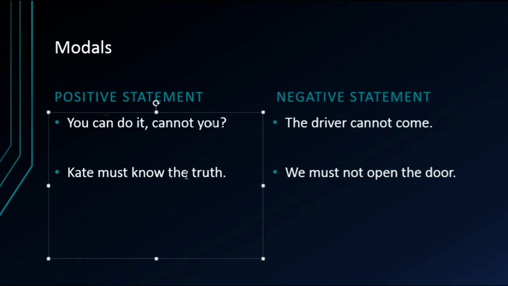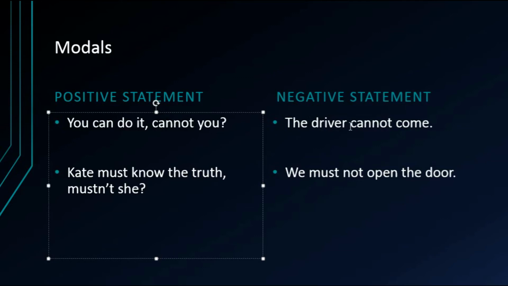Okay, great. How about this one? Kate must know the truth. So must is my modal verb, so I just use it because this is positive. This is going to be negative, right? And Kate is a girl, so it's she. So mustn't she? What about the negative ones?